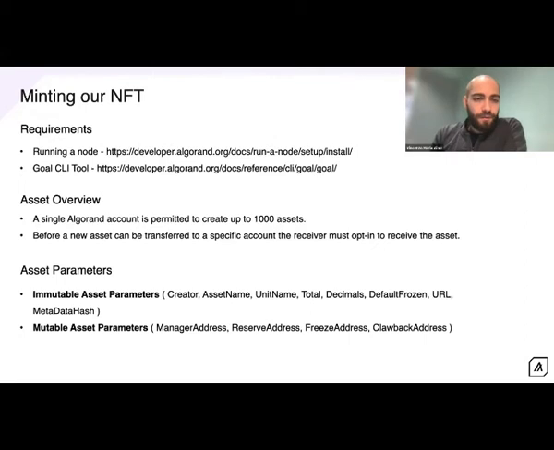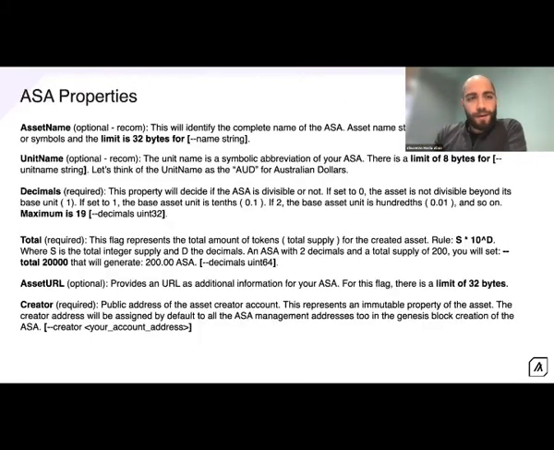Like I said before, when we create a transaction to create the NFT, we need to specify some asset parameters that are immutable and mutable. Immutable means that once they are set, they cannot be changed. Mutable means that the manager and the creator of the asset can update those values. So these are the immutable properties.